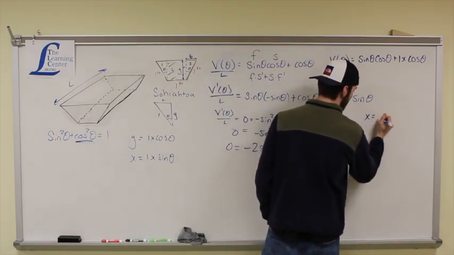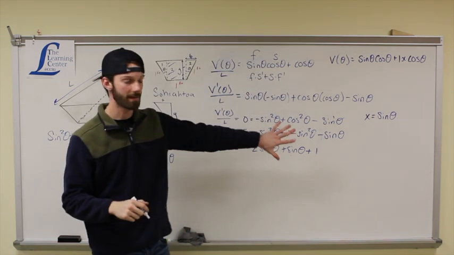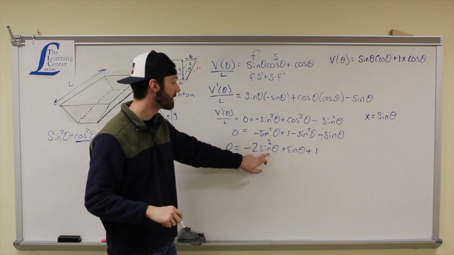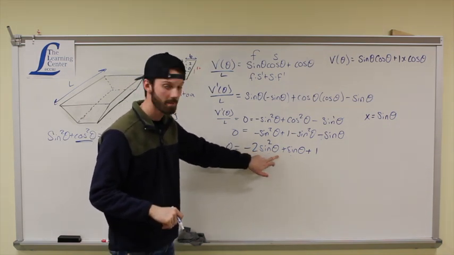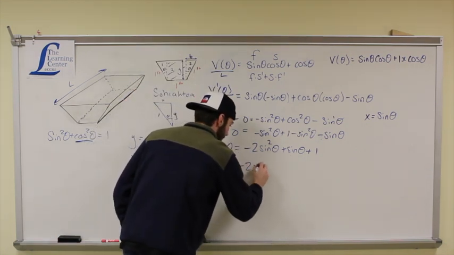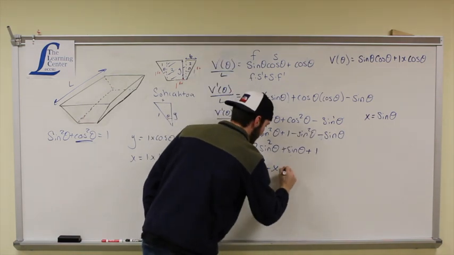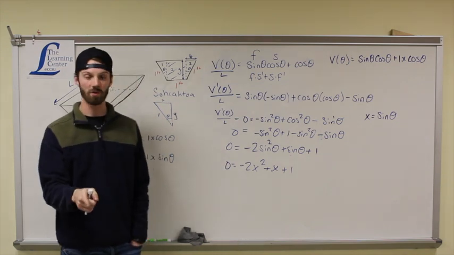So I'll make a substitution. I'm going to say x is equal to sine theta, and we'll come back to that after. So this sine squared theta will turn into negative 2 times x squared. So we end up with 0 is equal to negative 2 x squared plus sine theta, we said it was equal to x, plus 1. And that's easier for us to deal with. We know how to solve this. We can use the quadratic equation.